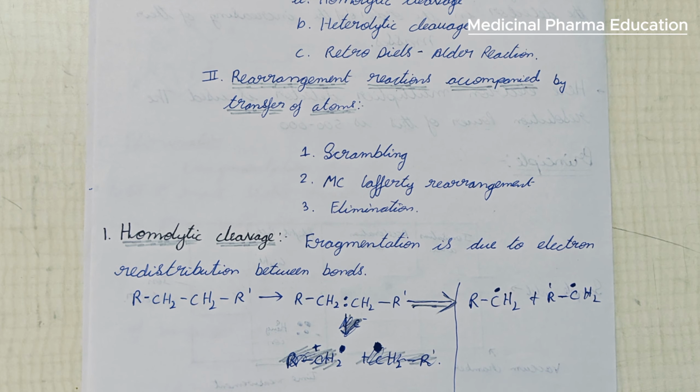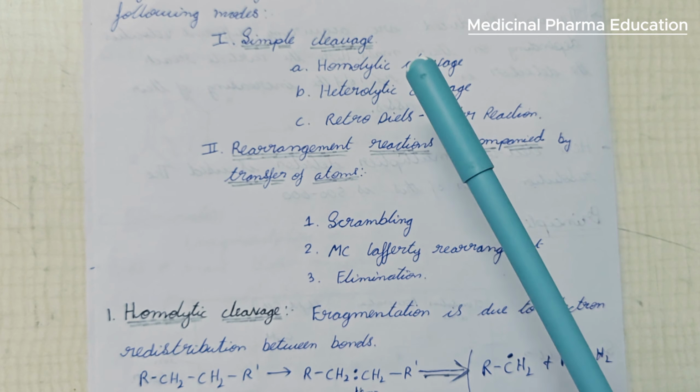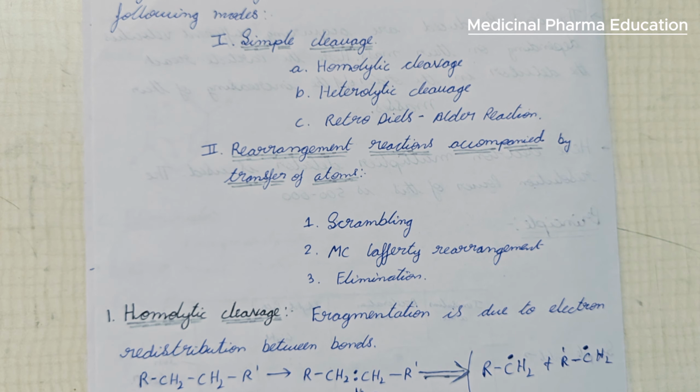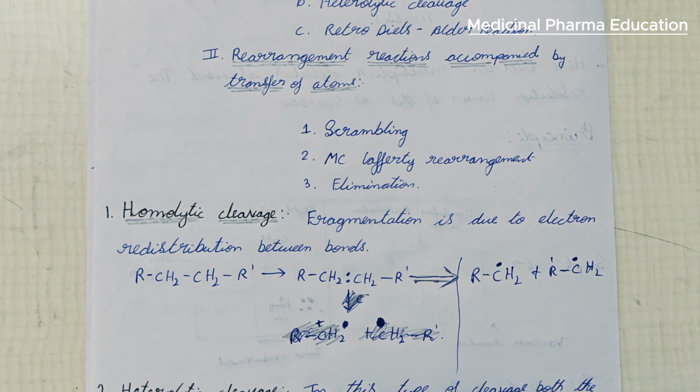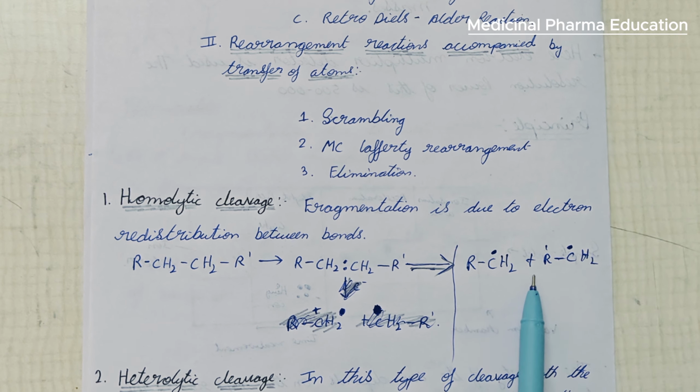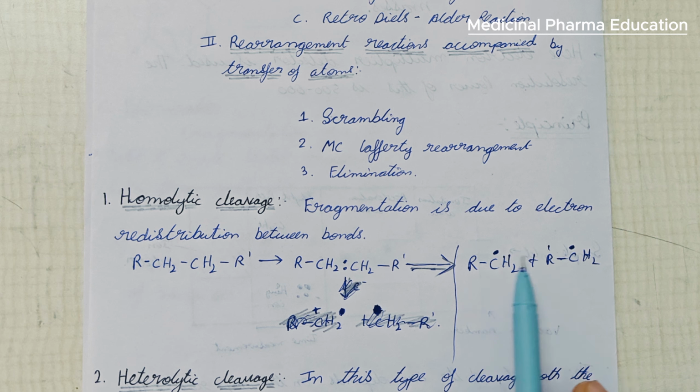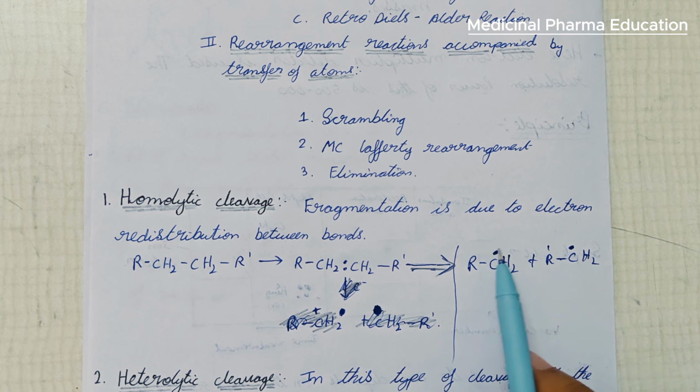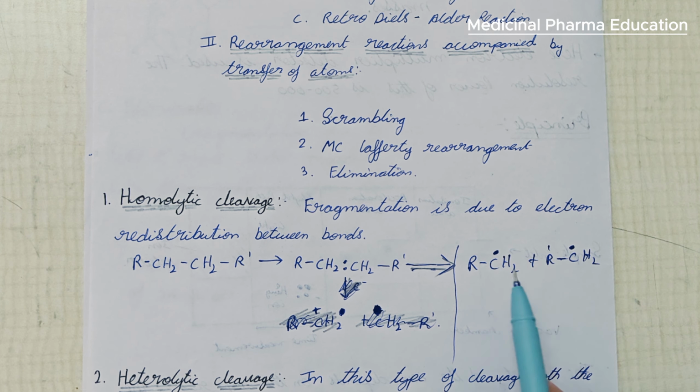Okay, first, fragmentation is divided into two types: simple and rearrangement reactions. Homolytic cleavage, you know, right? Equal sharing of the bond. If there is no higher electronegative atom and lower electronegative atom, and both are equal, then there is equal sharing of the electrons in a bond.